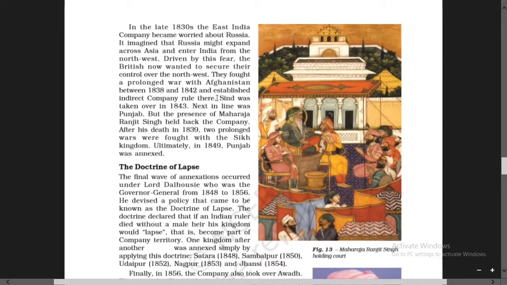Sindh was taken over in 1843. Next in line was Punjab. But the presence of Maharaja Ranjit Singh held back the company. Maharaja Ranjit Singh was ruling there at the time, so he held back the company.